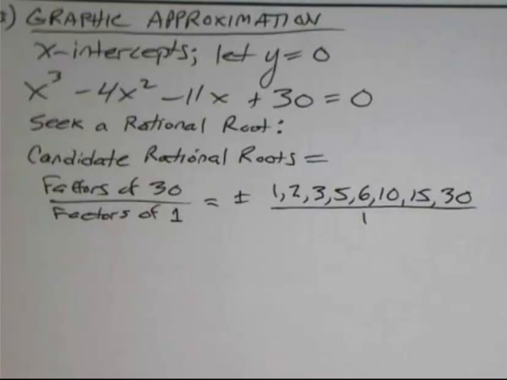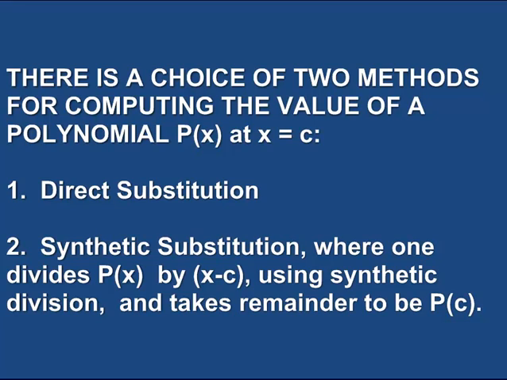Okay, the next thing to be doing is, by trial and error, substituting in these candidate rational roots to see if any of them actually work. So it's time for a pre-calculus review: did you know there is a choice of methods when you're computing the value of a polynomial? You can either use direct substitution, which is what you usually use for everything else, but there's also this synthetic substitution method available, and it works by actually dividing the polynomial by x minus c and grabbing the remainder as being equal to p of c.